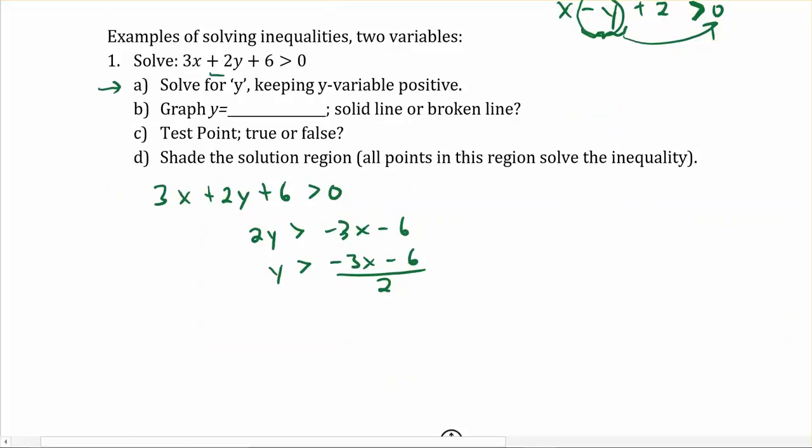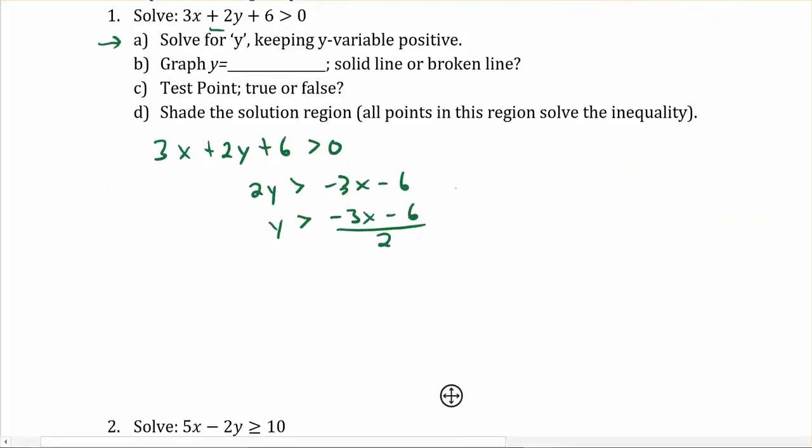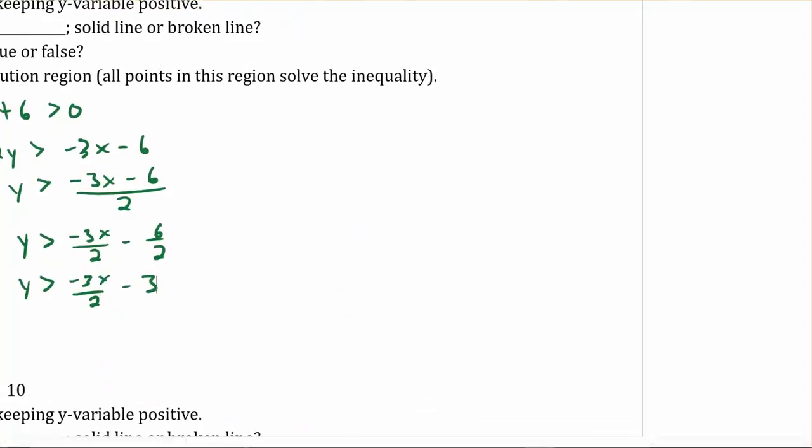I don't really like the all over 2 thing, so I'm going to rewrite this a little bit more simplified. This is really negative 3x over 2 minus 6 over 2. So that is y is greater than negative 3x over 2 minus 3. All right, and I stupidly wrote this right in the middle, so I don't have much room to do the rest of it. I got lots of room over here.